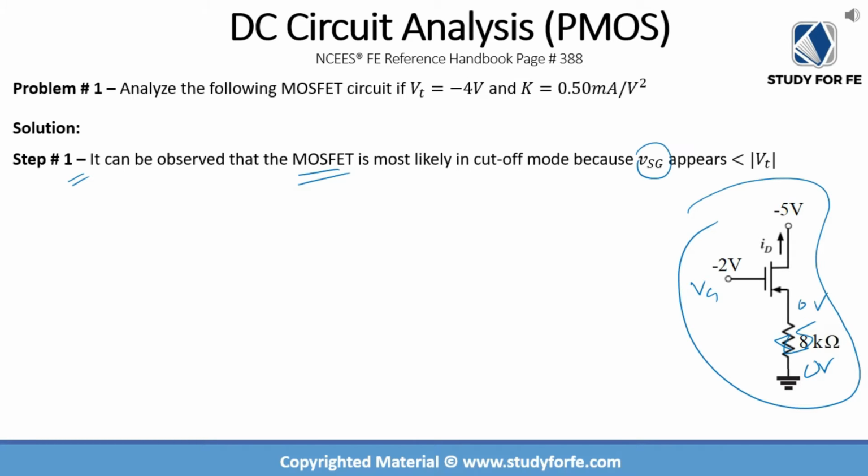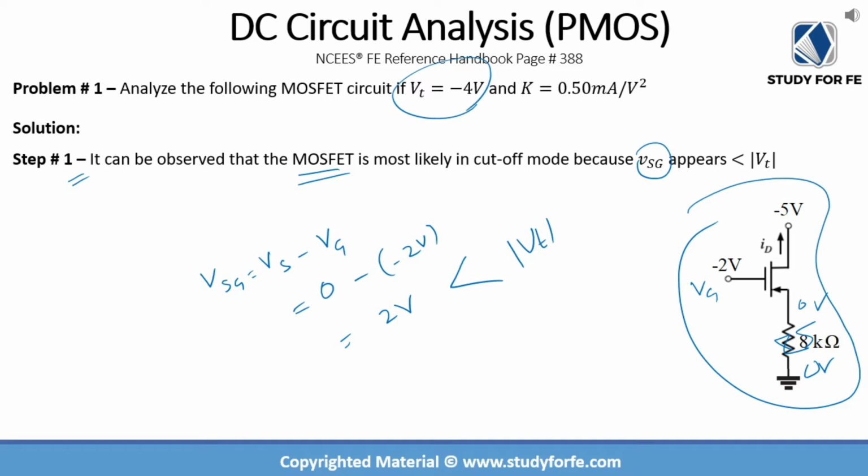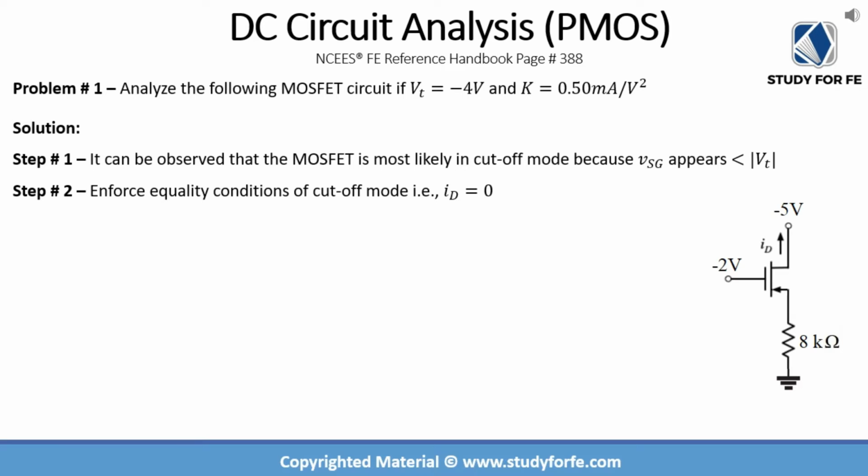So I'm after VSG. VSG will be equal to VS minus VG. So that's 0 minus negative 2 volts, so this is 2 volts. Now 2 volts is actually less than the magnitude of VT, and remember, since we're dealing with PMOS, we have to take the magnitude. So 2 volts is less than 4 volts, so most likely we are in cutoff mode. Now we are going to enforce the equality condition for the cutoff mode.